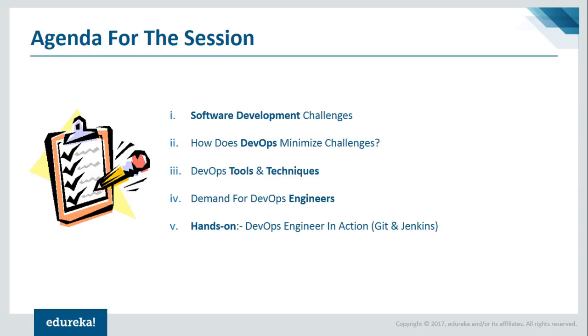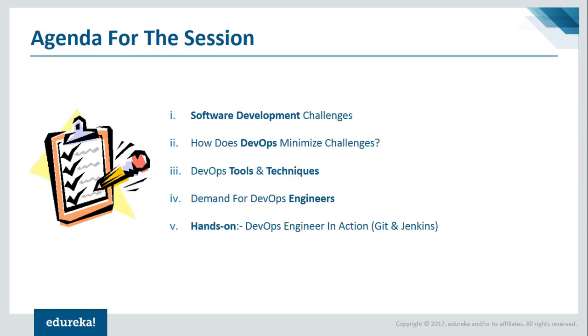After that, I will talk about the DevOps tools and techniques, which help us in enabling and achieving orchestration between the different DevOps tools. That's actually the best part of DevOps, implementing the different tools, making the job easier, achieving automation. So that will be another important topic. And then finally, I will talk about the demand for DevOps engineers before giving you a hands-on demonstration of a DevOps engineer in action.